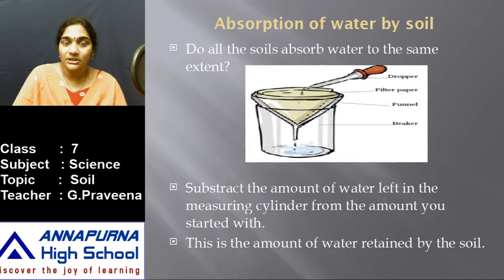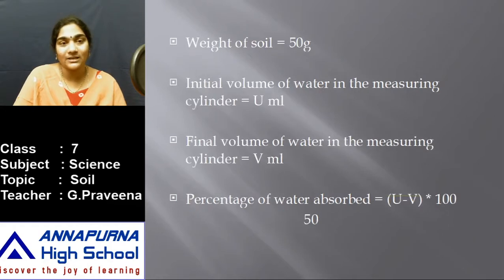For example, the initial amount of water might be 200 ml, and you also measure the amount of water that is collected in the beaker and subtract the two values. This is the amount of water retained by the soil. For example, the weight of the soil that you have taken may be 50 grams.